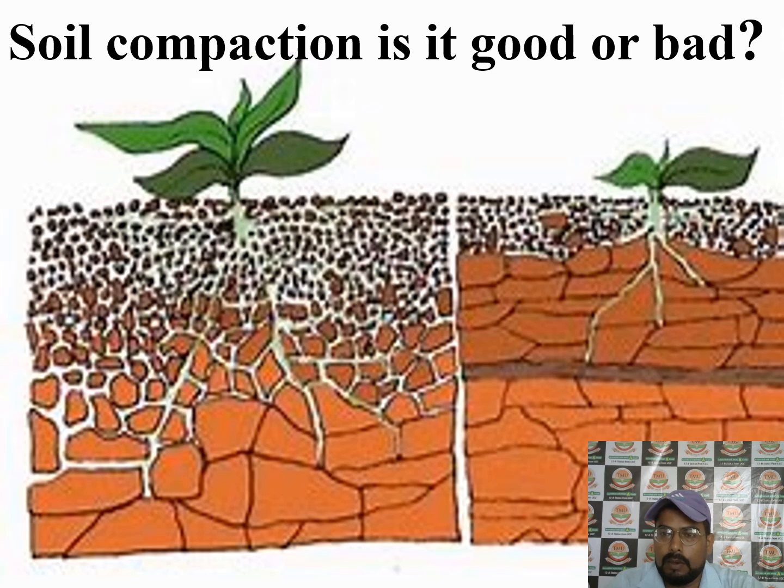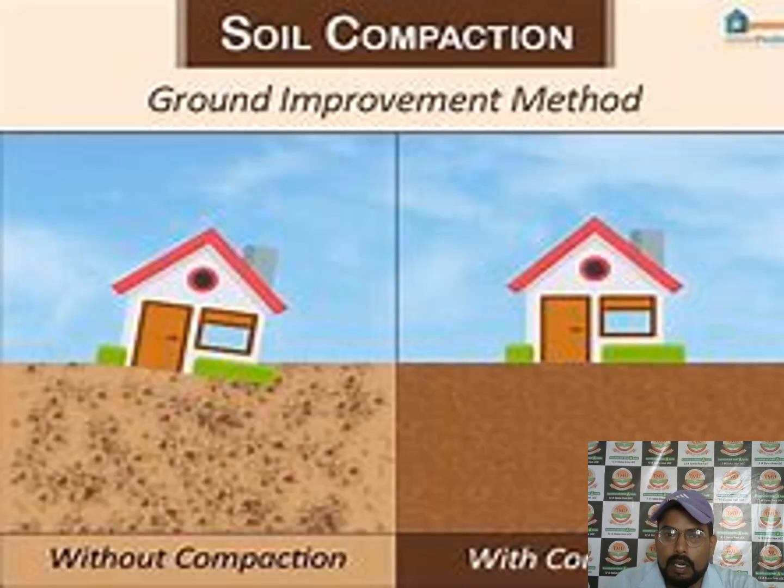But compacted soil reduces root growth, and when root growth is reduced, plant growth and yield decrease. It is a bad impact on the growth and development of plants. Next, compaction is good for construction purposes but bad for agriculture and growing crops, because a compacted surface is useful for construction and commercial purposes.